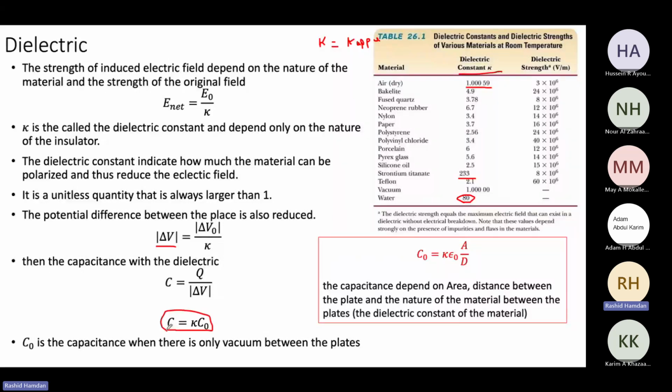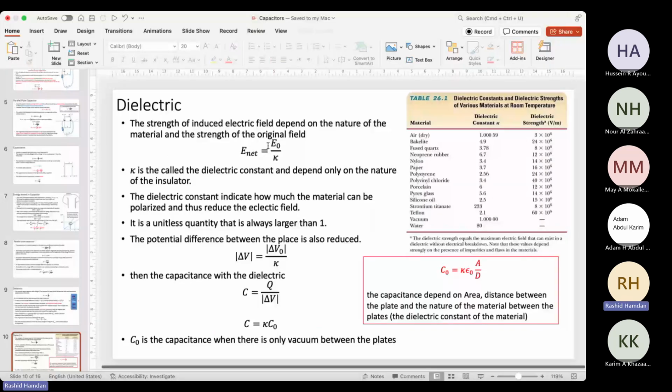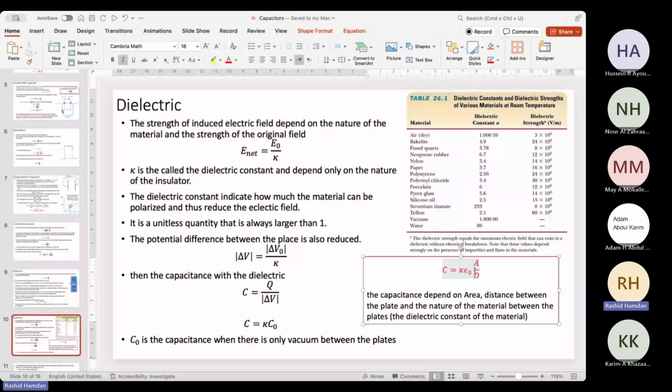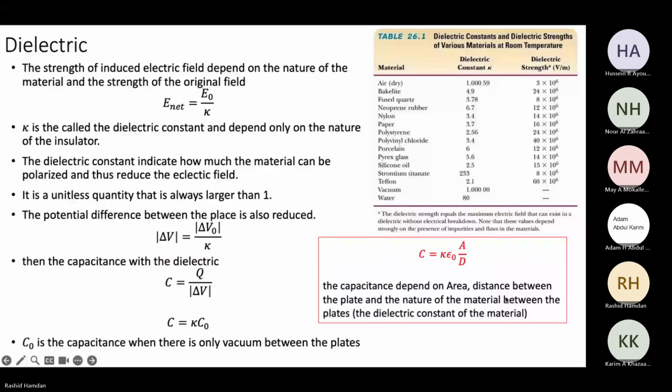So now we can generalize. I don't know why I have C0 here. So C, again, another mistake to fix. So here the general formula for the capacitance became kappa epsilon 0 A over D. So we have to include the dielectric constant of this insulator that we are placing between the plates.